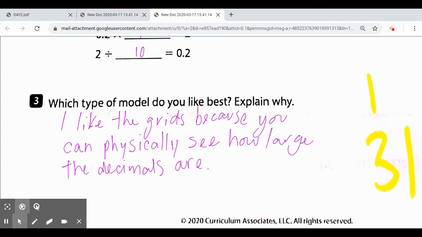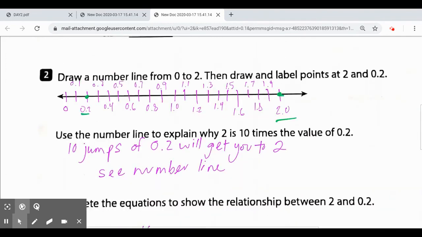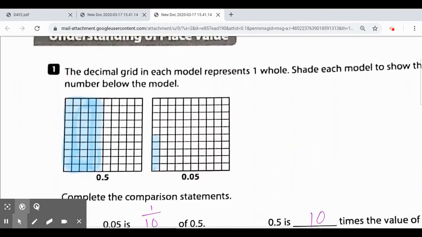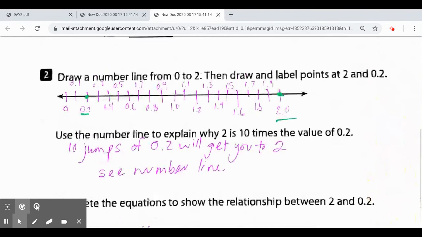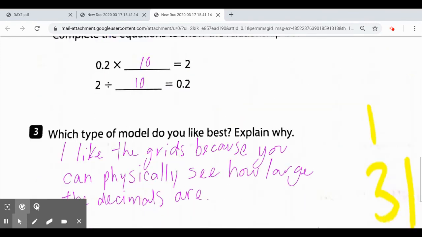So which type of model do you like best? Explain why. I like the grids because you can physically see how large the decimals are. For me personally, I can see, okay, 5/100 is a lot smaller than 5/10. When I'm looking at my number line, yes, I understand that all of these put together are going to arrive at 2, but I don't see the magnitude of those decimals. So for that reason, I like the grids better.